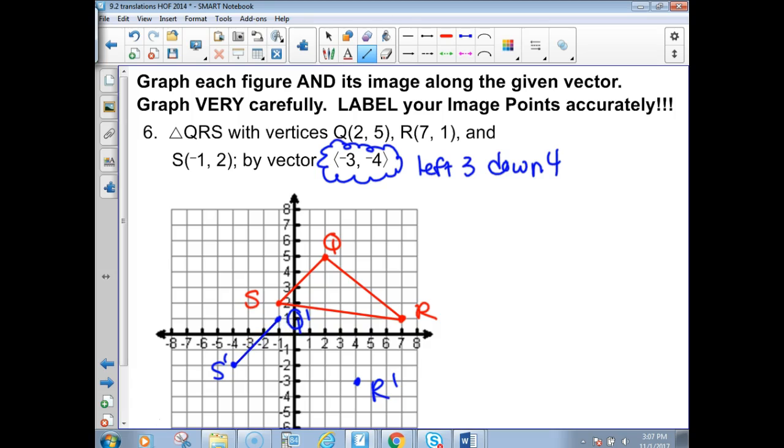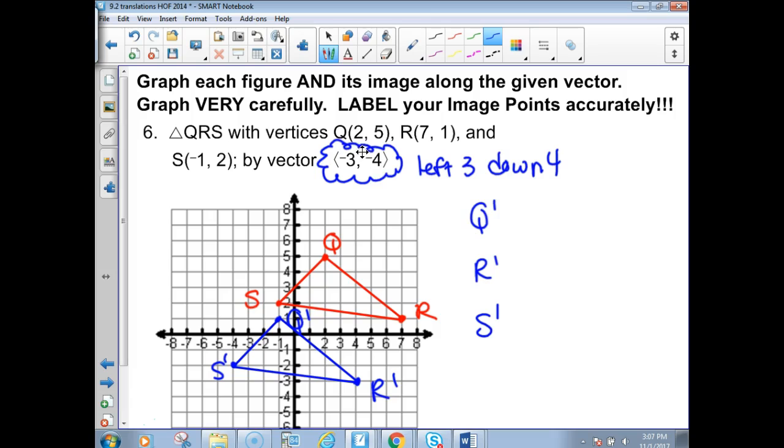I think you're like translating. Do you have to list the points too? Does it start with Q and then R and then S? Q prime is at -1, 1. R prime is at 4, -3. And S prime is at -4, -2.